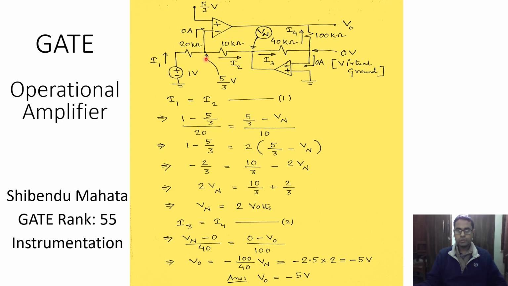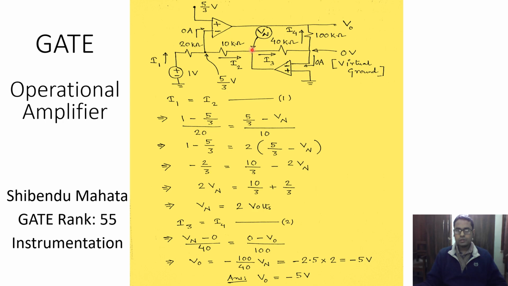So I2 is equal to 5 by 3 volt minus the voltage at this node. This node voltage is unknown, and we can note it as V sub n. So 5 by 3 volt minus V sub n divided by 10 kilo ohms. This is the equation from where we find that Vn is the only unknown, and we do this little math and Vn turns out to be 2 volts. So the voltage at this node is equal to 2 volt.